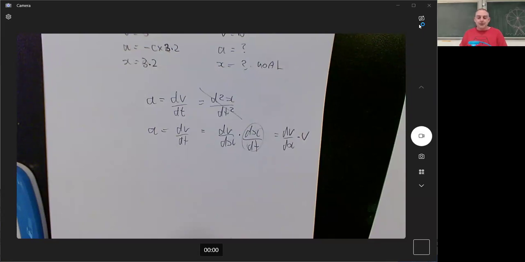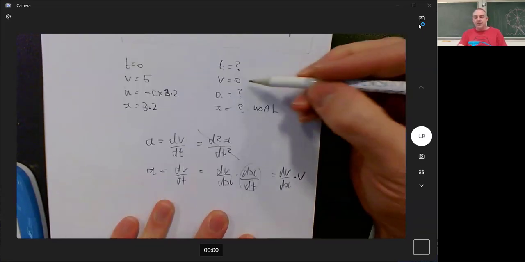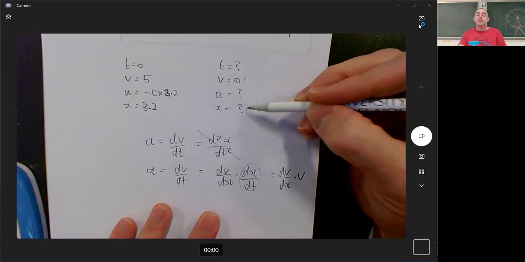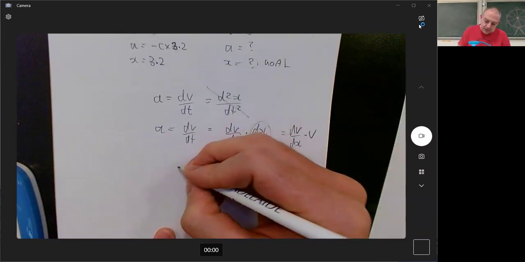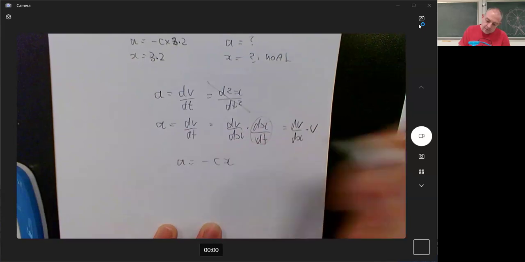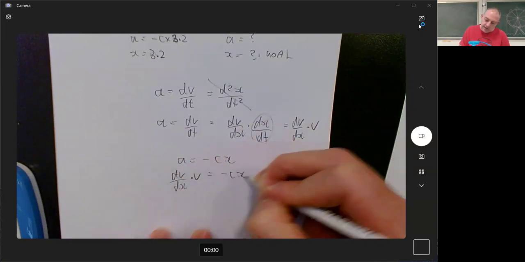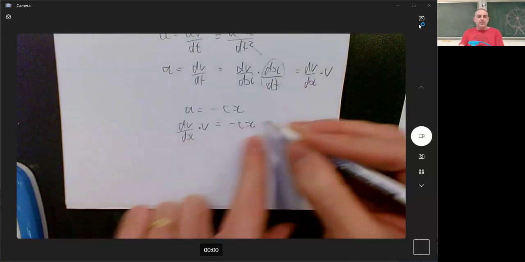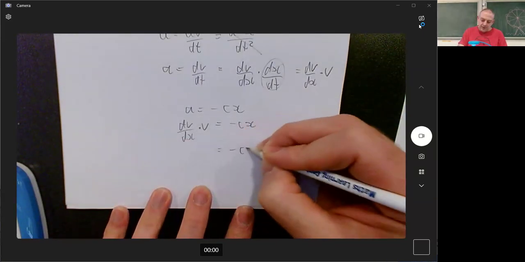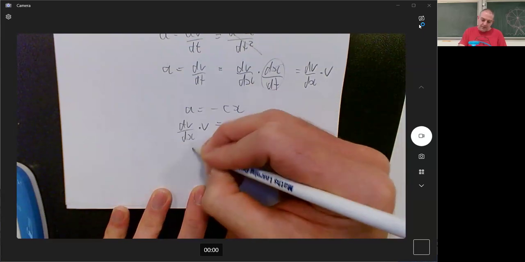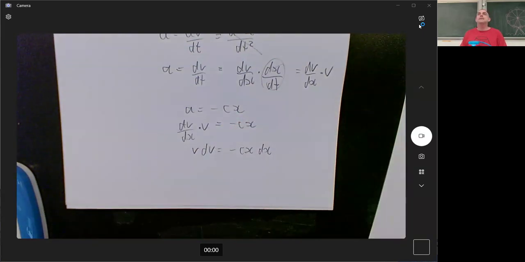Okay. Which is great because this has a v and an x in it, and that's the information that I need to connect together. So I have that a is minus cx, so dv on dx times v is minus cx. And so if I put the dx up there, I will have minus cx dx and v dv, like that.